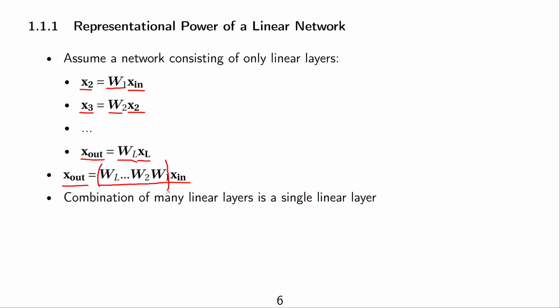And since we can multiply all the matrices together, we can see that the result is another matrix. So the combination of many linear layers is simply a single linear layer. So using only linear layers, the representational power of the network does not increase with adding more layers to it. Only using nonlinearities, the representational power of a network increases.